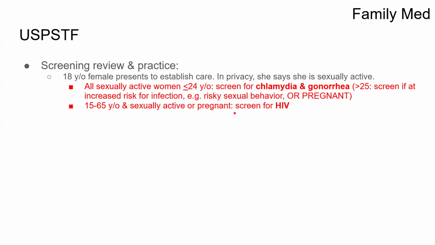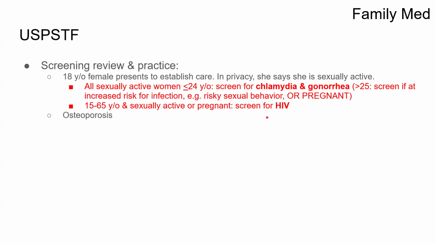Another thing that you want to screen for in this patient: the universal demographic is 15 to 65 years old and sexually active, or again, if they're pregnant, you also screen for HIV. So this 18-year-old female not only gets chlamydia and gonorrhea, she also gets HIV screening.